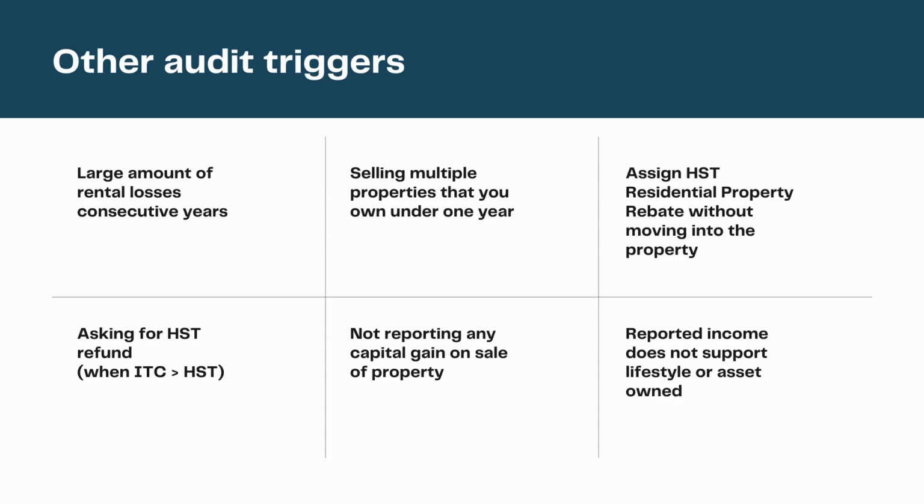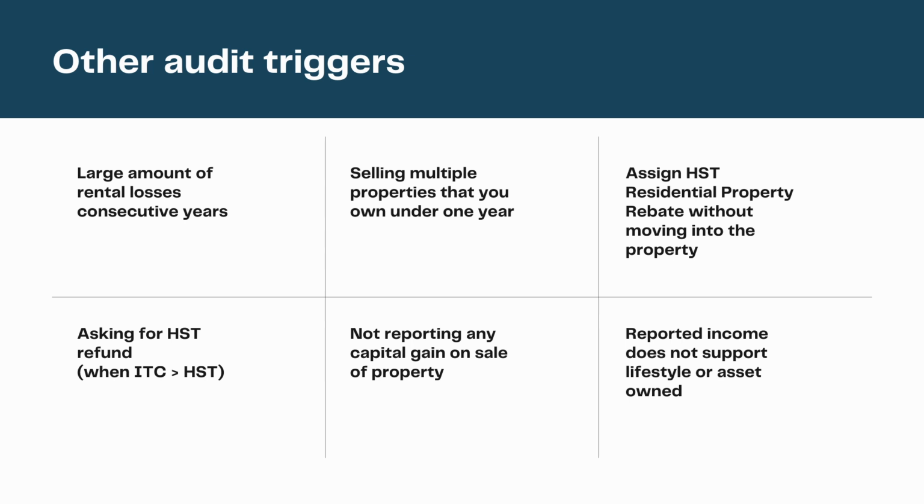Now that we have covered all the criteria and the area that CRA has looked into, here are some other audit triggers that I found over the years you may also want to avoid because it may trigger a CRA audit. One is large amounts of rental losses that you are reporting in consecutive years. You may sell multiple properties that you own within 1 year or back to back in multiple years. Back to back, you sell 1 year after another after another. You assign HST residential rental rebate without moving into the property. That's also an area of audit.